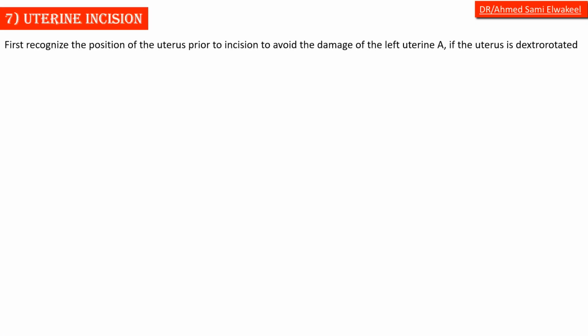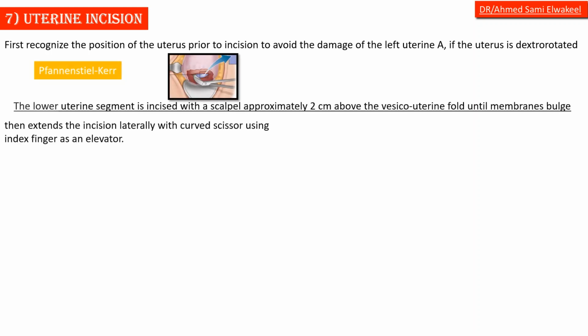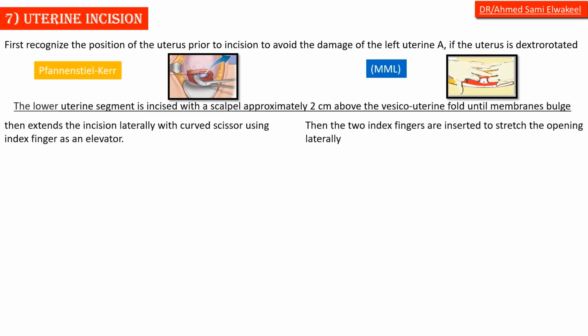Uterine incision. First, recognize the position of the uterus prior to incision to avoid damage to the left uterine artery if the uterus is dextro-rotated. Pfannenstiel method and modified Misgav method: the lower uterine segment is incised with a scalpel approximately 2 cm above the vesico-uterine fold until the membrane bulges.